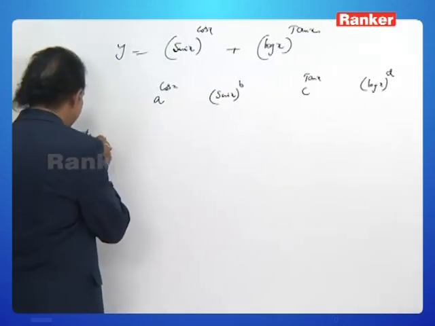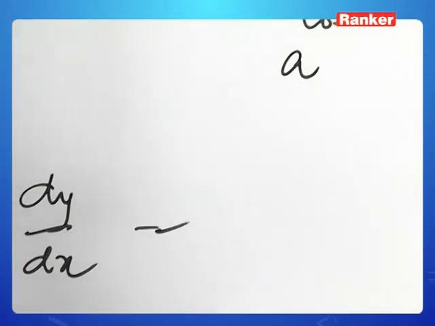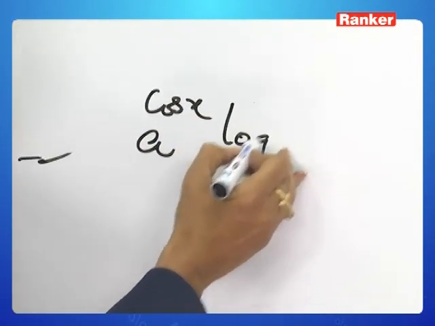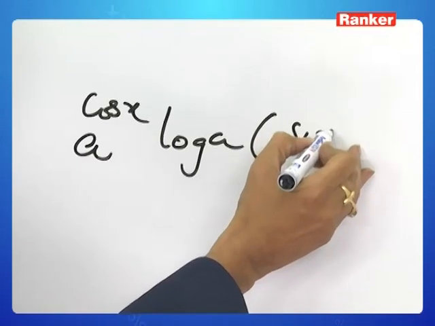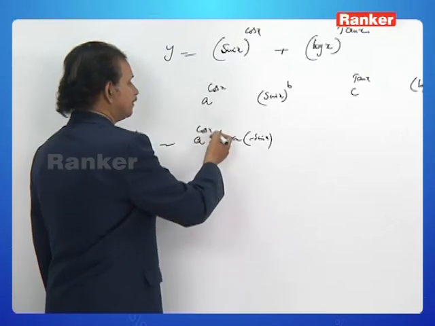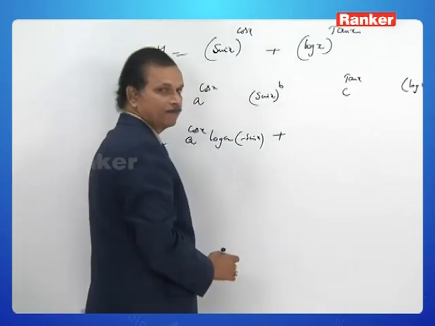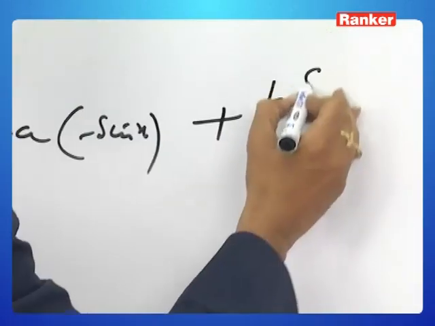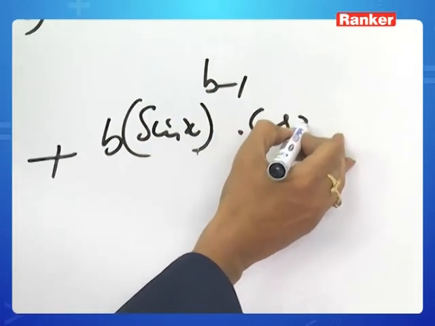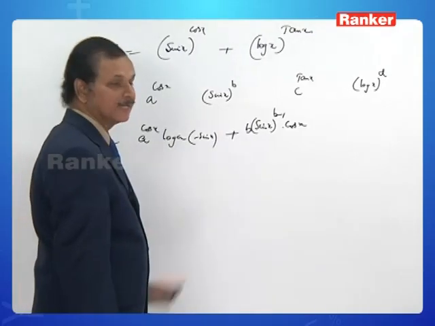What is its derivative? A power cos x. A power cos x into log a into minus sin x. Am I right? For a power cos x, it is a power cos x into log a. For cos x, it is minus sin x, plus sin x whole power b: b into sin x whole to the power of b minus 1 into cos x. First part is over.